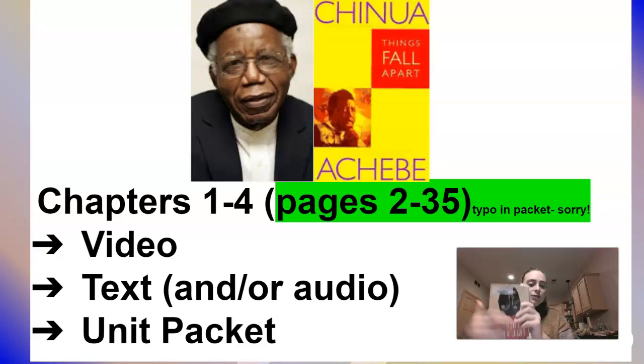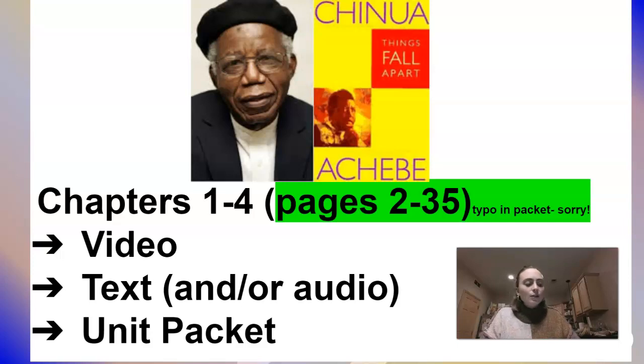If you do not have your book with you, there is a PDF of the book posted on Schoology, and there's also an audio book that I posted on there. So if you prefer to listen as you read along, go ahead and do that. I think the narrator reads kind of slowly, so if you want to speed up the pace and you can still understand what's happening, go ahead and do that. So those are all options for you.